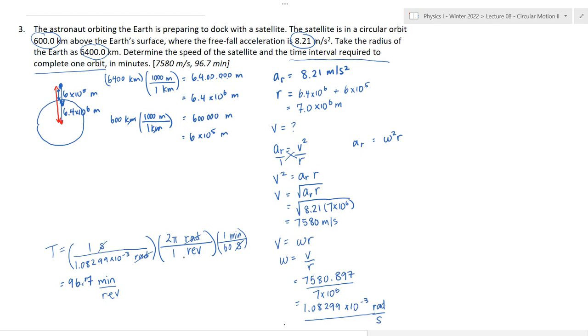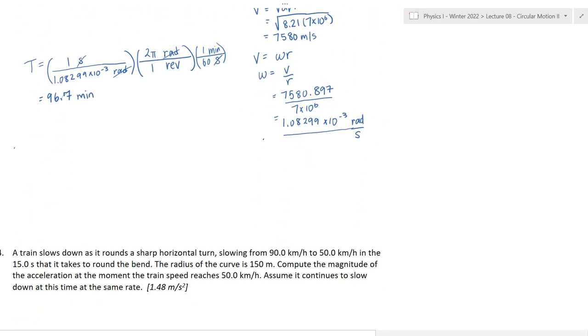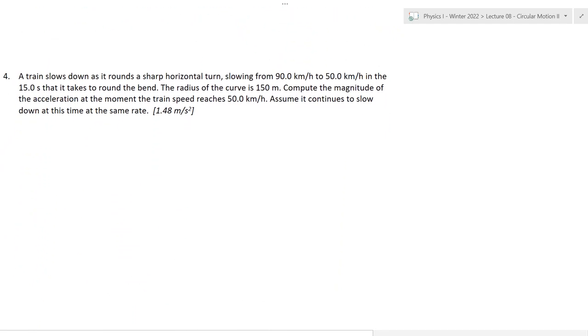But when the question says, what is the time interval required to complete one orbit? Well, one orbit is one revolution, so how much time does it take? It takes 96.7 minutes. So I don't have to put per revolution on the bottom, because that's what the question's asking for. Okay, so that was question 3. Let's move on to question 4.